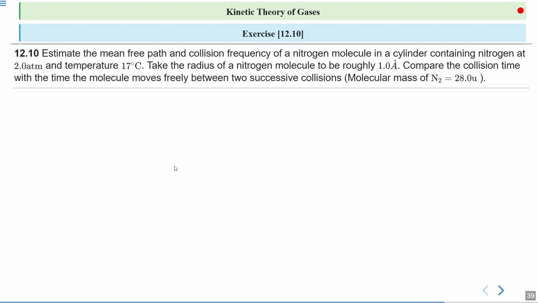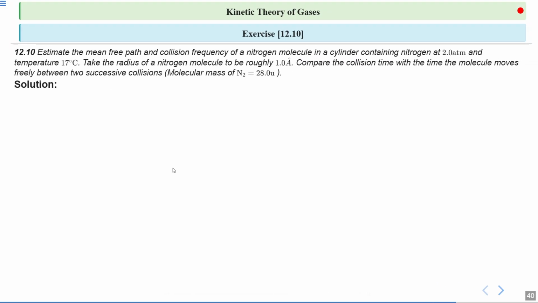Estimate the mean free path and collision frequency of a nitrogen molecule in a cylinder containing nitrogen at 2 atm and temperature 17 degrees Celsius. Take the radius of a nitrogen molecule to be roughly 1.0 angstrom. Compare the collision time with the time the molecules move freely between two successive collisions. Molecular mass of N2 is equal to 28.0 u. Let's see the solution.